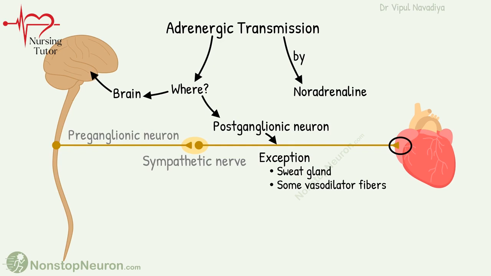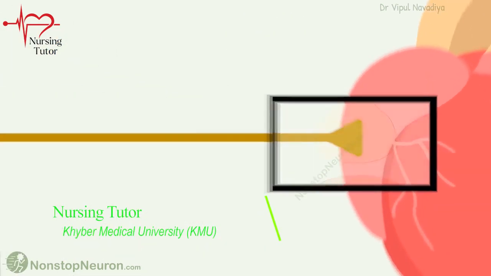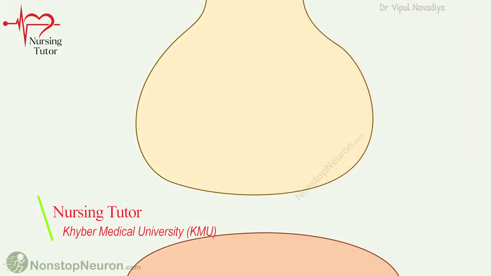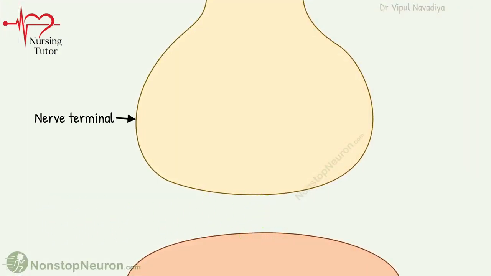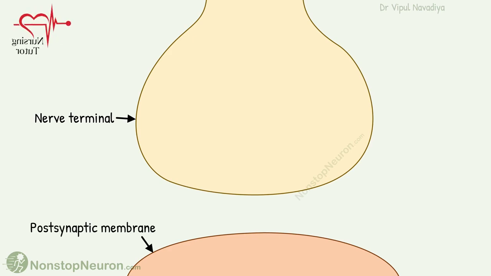Now, to see the steps involved in the adrenergic transmission, let's go to a terminal of a postganglionic sympathetic neuron. This is the nerve terminal of the postganglionic neuron. And this is the postsynaptic membrane from the effector organ, for example the heart.